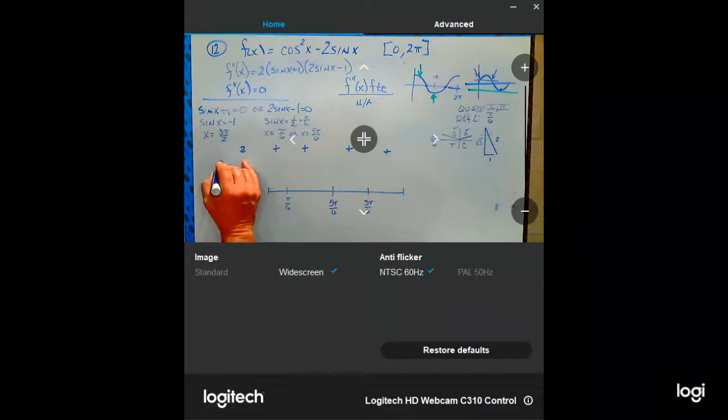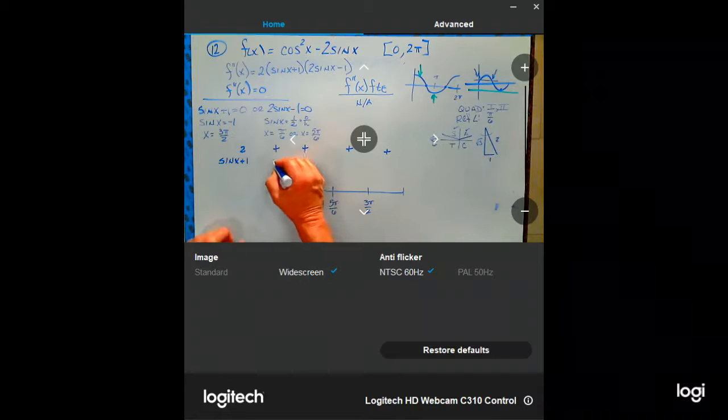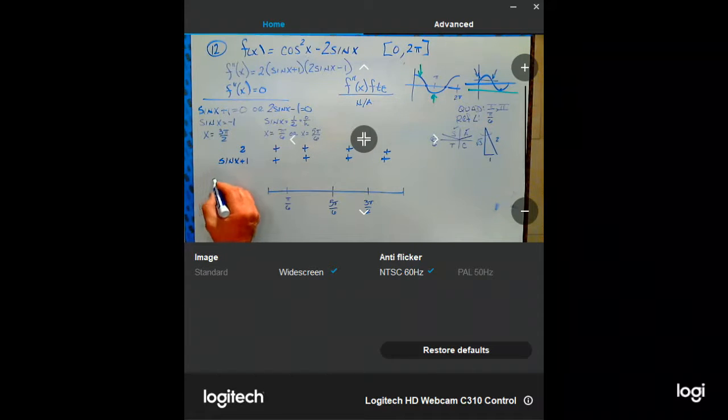So what are our other factors? We have sine x plus 1 here. We did that just a second ago, right? Sine x plus 1. We determined that's positive every place. We can just fill those in with pluses. And then what else do we have, right? We have 2 sine x minus 1. So what are we going to do for 2 sine x minus 1?